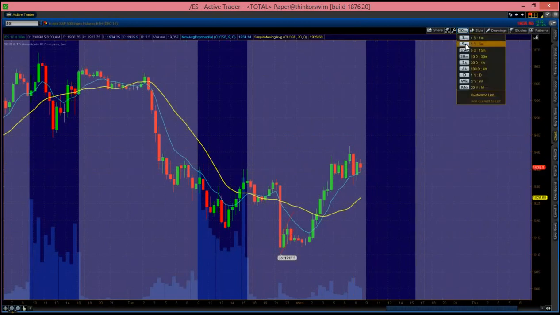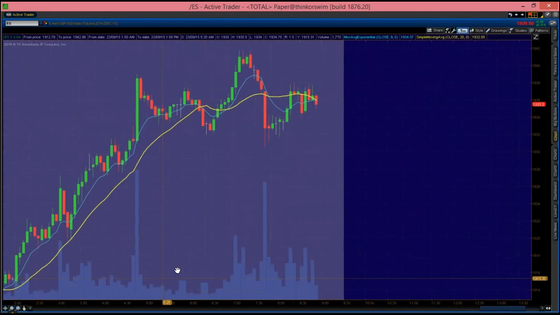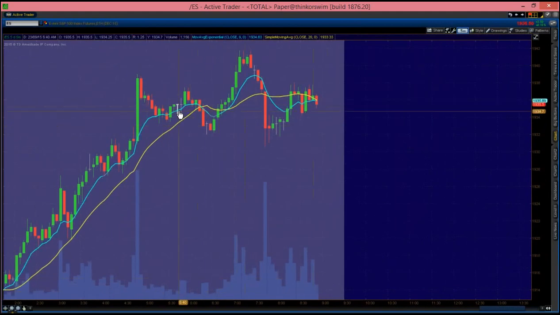Just going down to the 15-minute and 5-minute, we've got sideways consolidation. We had a strong trend up after that move down to the 1910.50 area last night. And then once we get up here, we're basically in consolidation mode.